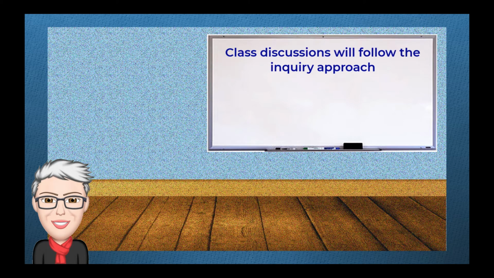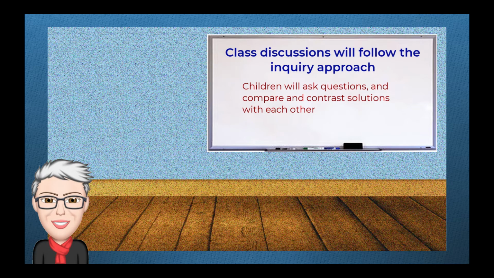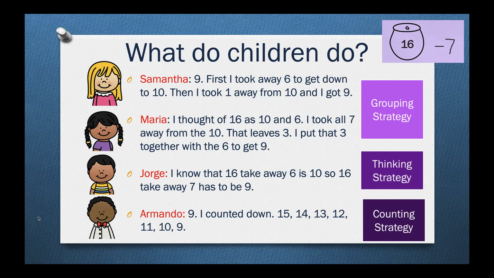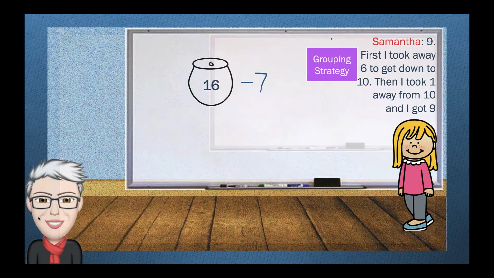In conducting the class discussion of the task, the teacher will follow the inquiry approach that we have described extensively in other videos. She will ensure that other students are involved in the discussion, that they ask questions if they need further explanation or clarification, and that they compare and contrast solutions with each other. In these tasks, it is also important that the teacher ensure that students give the rationale for their choices. For example, here Samantha explained why she first took away 6. She did it to get down to 10.